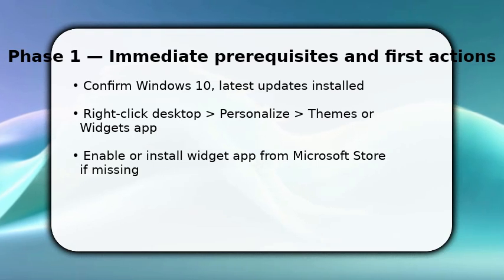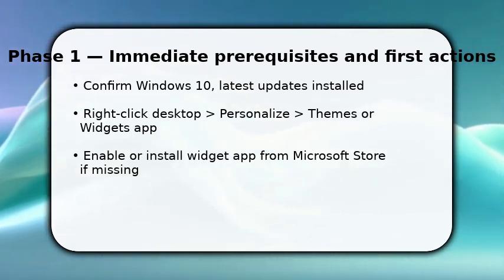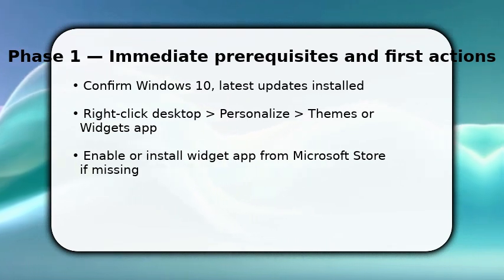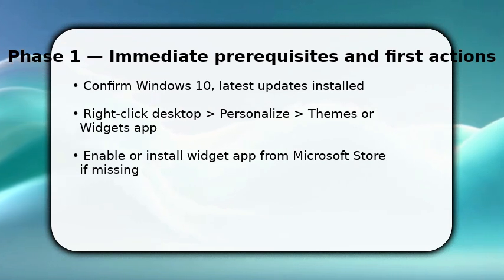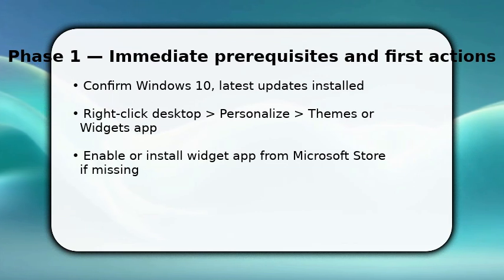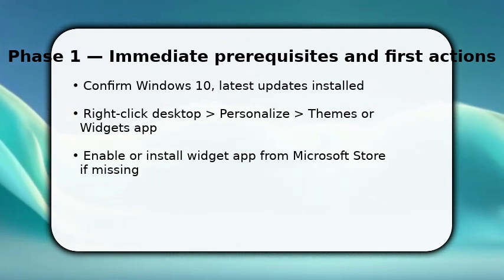Enjoy the video. You start by making sure Windows 10 is updated and you have the Widgets app or a third-party gadget tool installed. Once done, right-click the desktop and choose Personalize to access themes, or open the Widgets app directly from the Start menu. You need this because widgets depend on system components and permissions. Make sure you allow app permissions, otherwise widgets can't run.